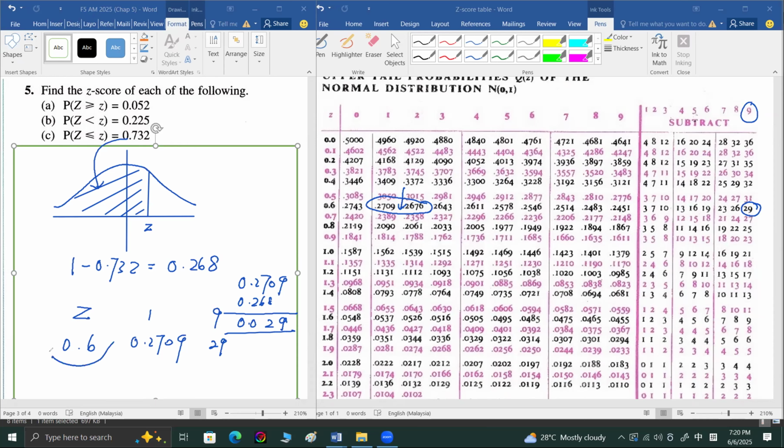Okay, can read Z already. The Z is 0.619. 0.619. Got that? The Z that you get is 0.619. Can all of you follow?